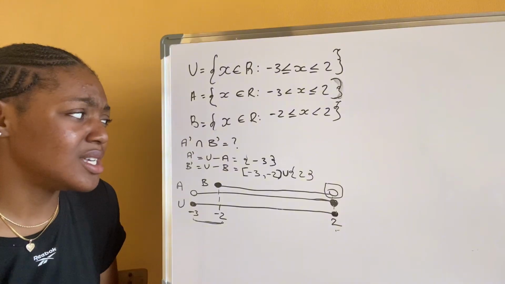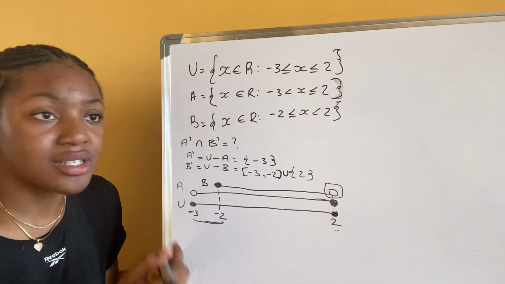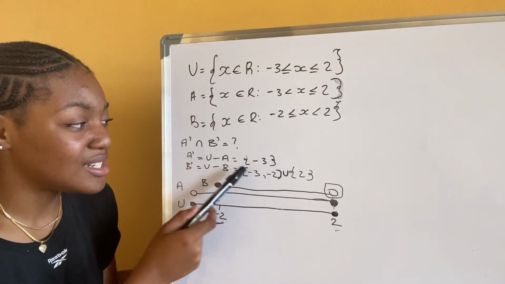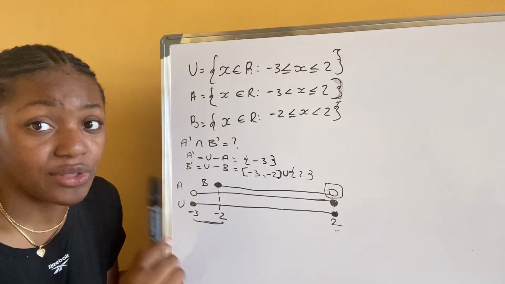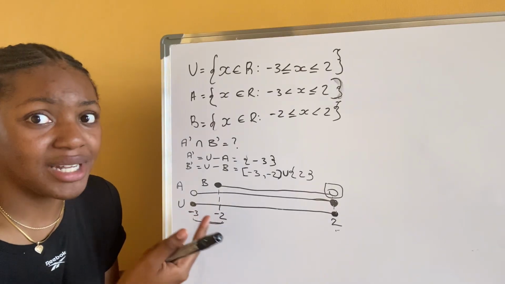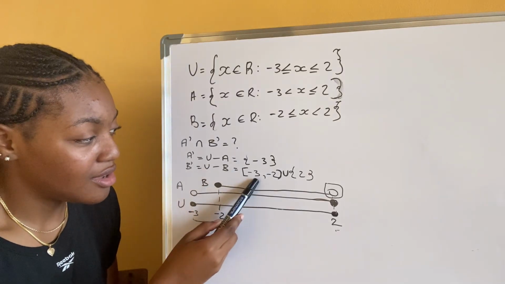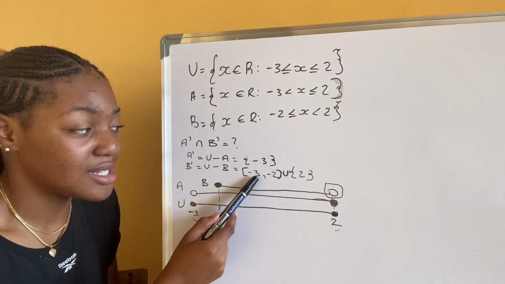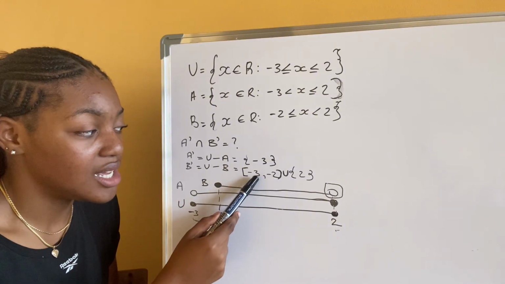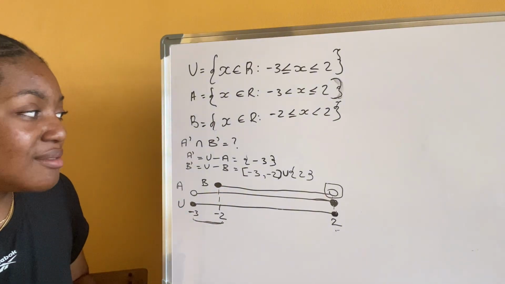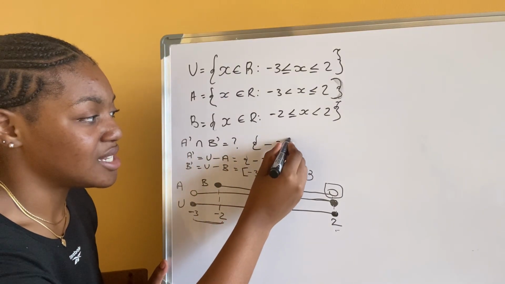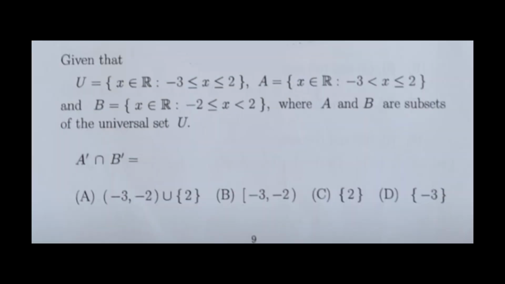Now we want to know what is A complement intersect B complement. So what does A complement and B complement have in common? Realize that A complement simply has one element, and that's negative 3. We're going to look for if B complement also has negative 3. B complement also has negative 3 because we have the square bracket here that indicates that negative 3 is included in the set. So the answer to this question would simply be a set that just has negative 3. So in this case, our answer would be D.